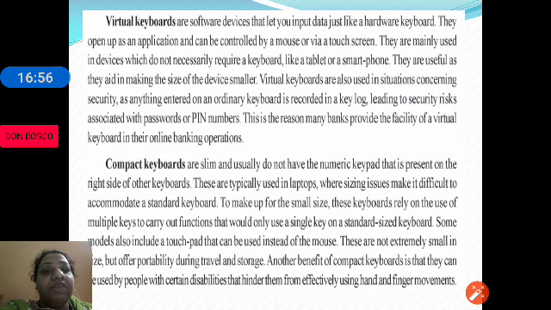Some models are available with a touchpad, where instead of a mouse we can use the touchpad. They are extremely small in size and easy to carry, so they are called portable. Another benefit of the compact keyboard is that it can be used by people with certain disabilities. People with some disabilities can also use it easily.